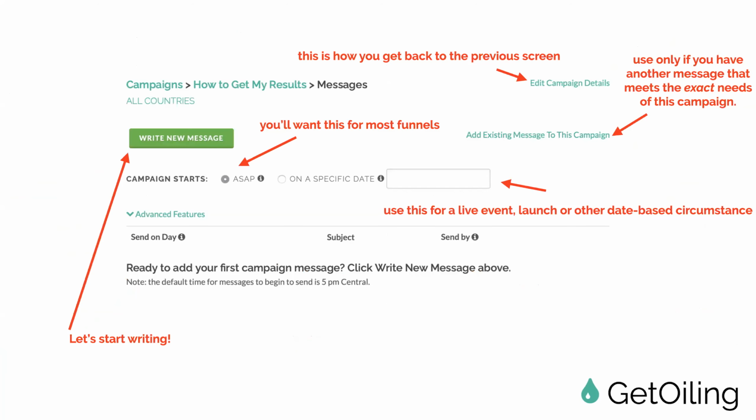All right, so then we save changes, we head over and we start making our campaign. If you want to get back to the previous screen, you hit edit campaign details. You are most likely not going to use a message from another campaign, but you might with text, so that is an option. You'll write a new message, you'll decide whether or not this is something that starts right away or it's something that's related to a live event, a launch, or other date-based circumstance.